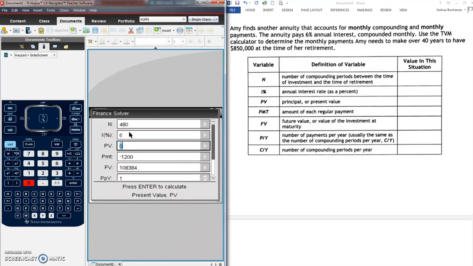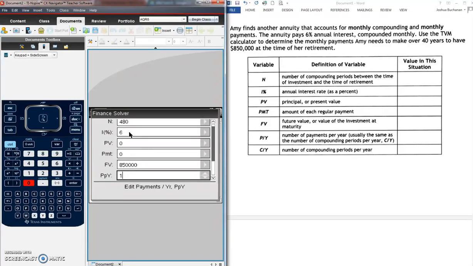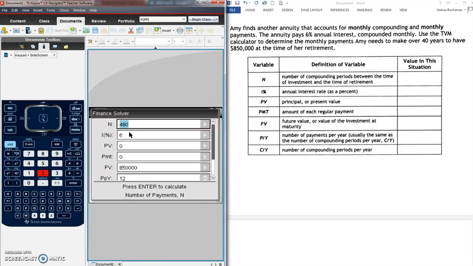Again, I don't have a present value. I'm not depositing any money at the beginning. I'm only making regular monthly payments. But I don't know what those payments are because the question says we need to have $850,000. And then my payments per year and compound periods per year need to be 12. And I need to calculate my regular payment each month to figure out how much it will take to get $850,000.